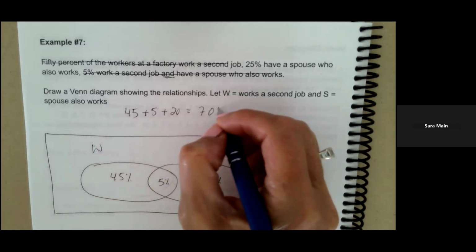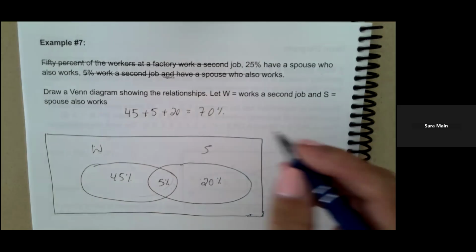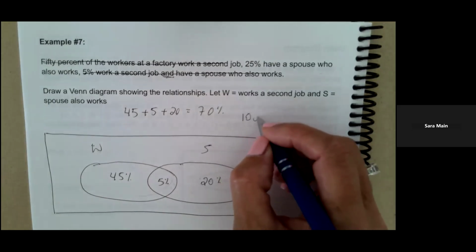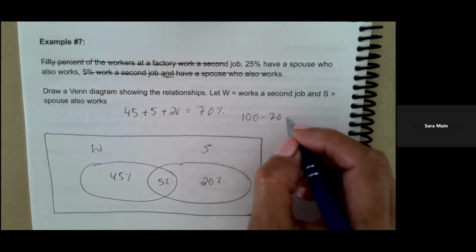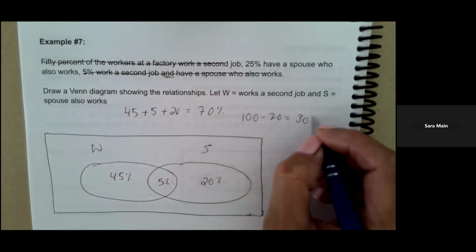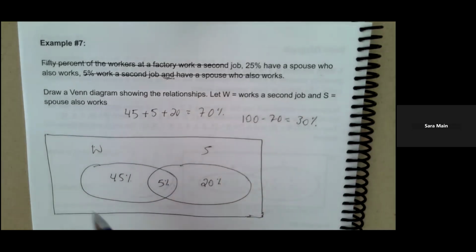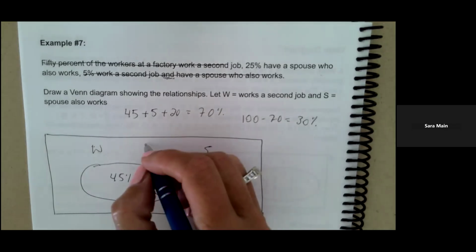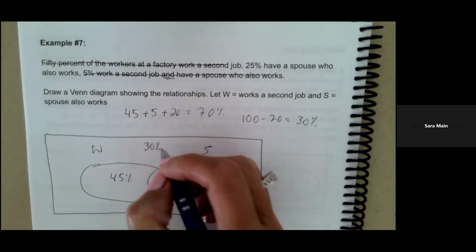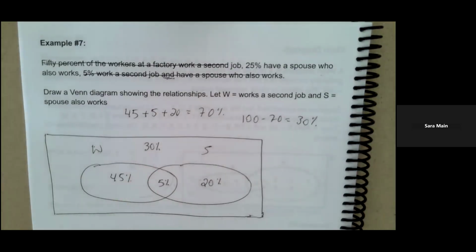Which adds up to 70%. And so that means 100% minus 70% means that I have 30% of people that work a factory job, but they don't fit either of these scenarios. So that is just going to be the extra 30% out here. So sometimes there's little bits of information that you have to kind of put together.